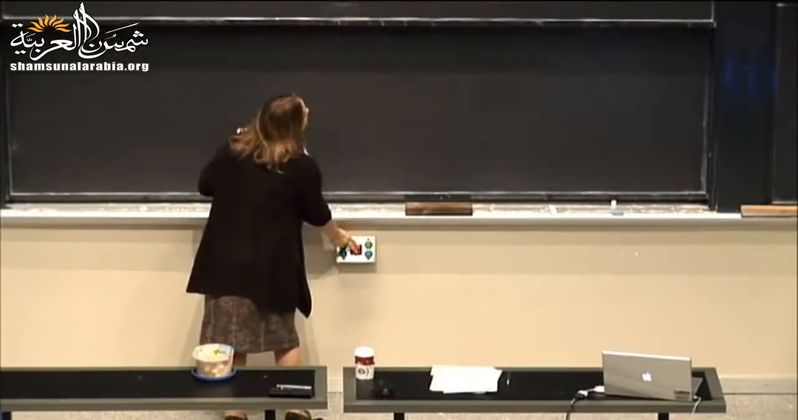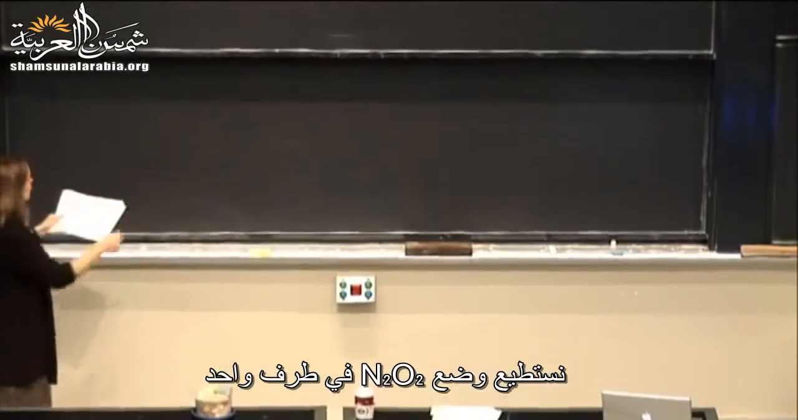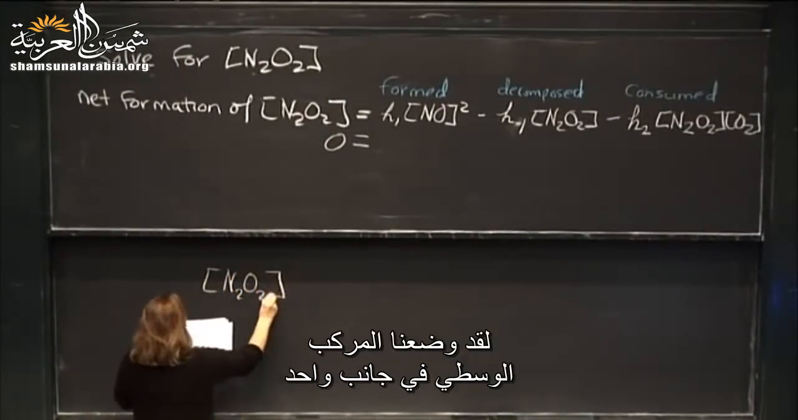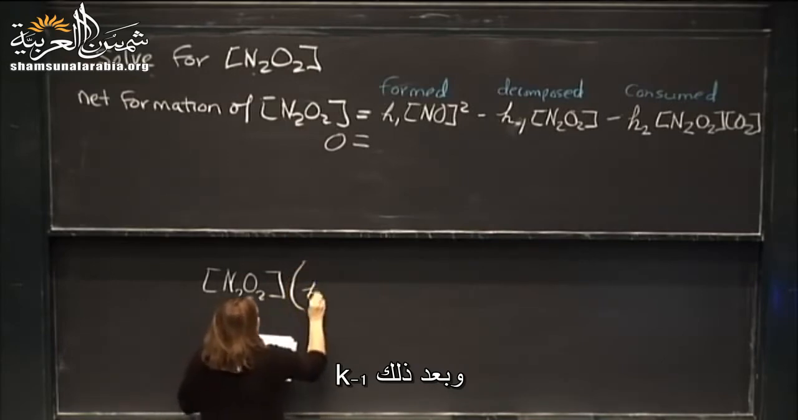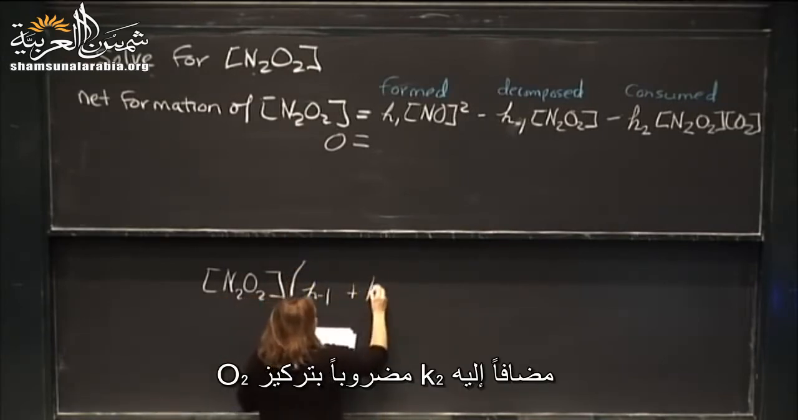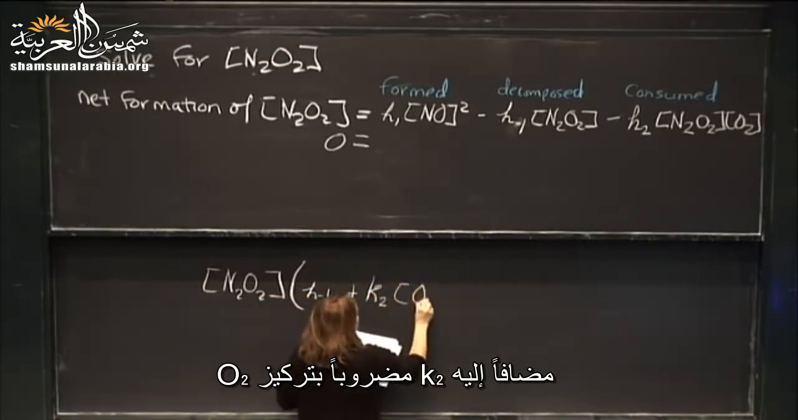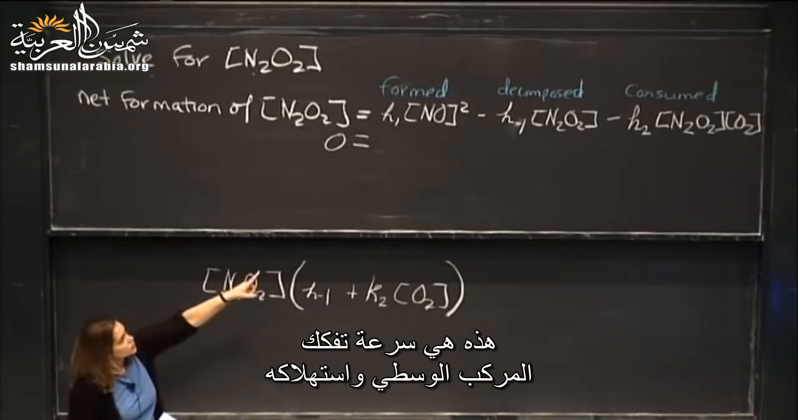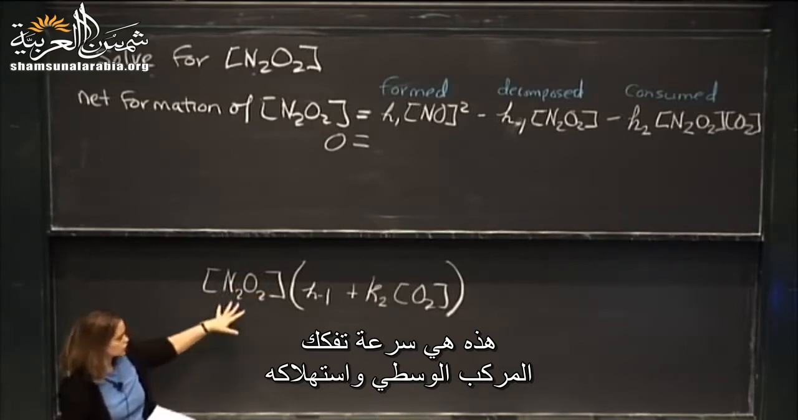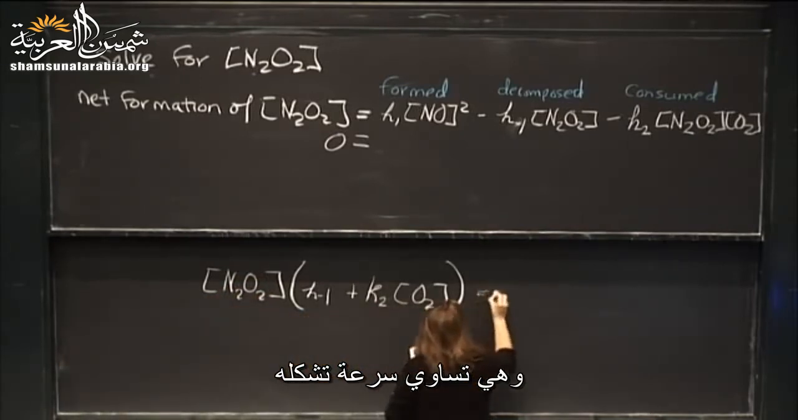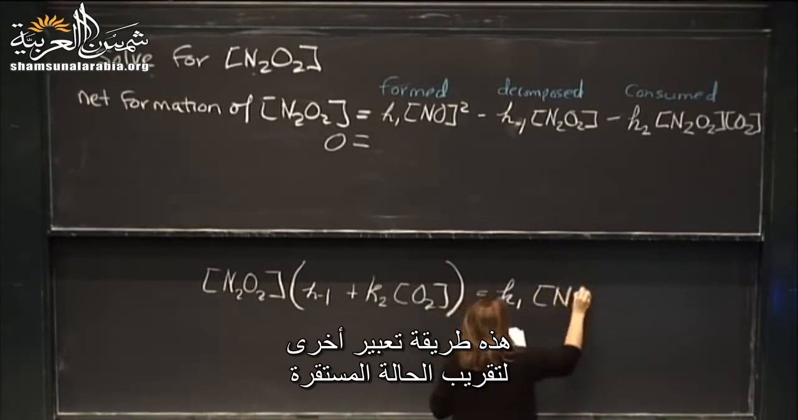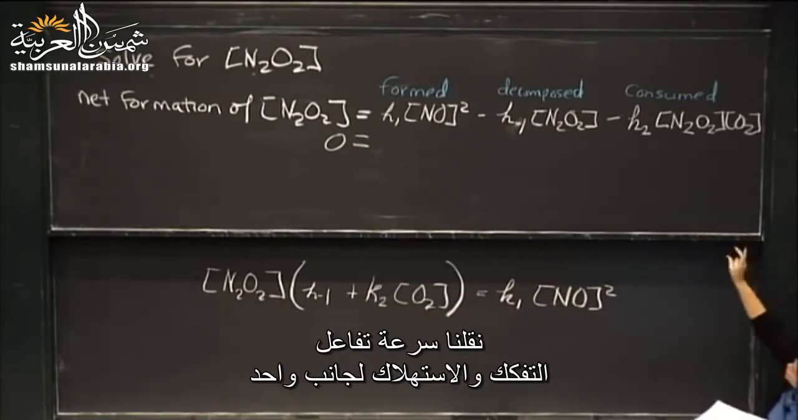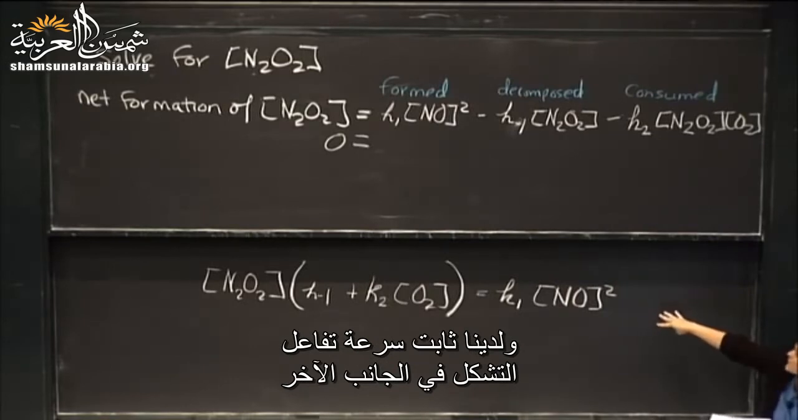Put that up there. And so we can bring N2O2 over to one side. So we have our intermediate on one side, and then we have k_-1 and k2 times the concentration of O2. And so that is the rate at which the intermediate is decomposed and consumed. And that's going to be equal to the rate at which it's formed, which is another way of expressing the steady state approximation. So we've just moved the decomposed and consumed to one side, and we have the rate at which it's formed on the other side.